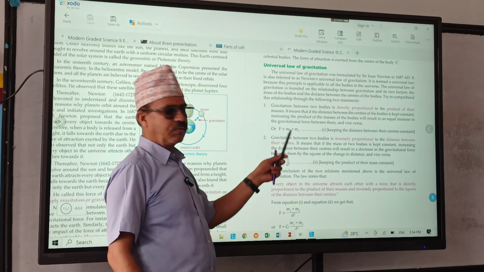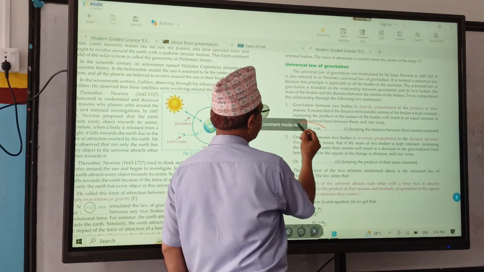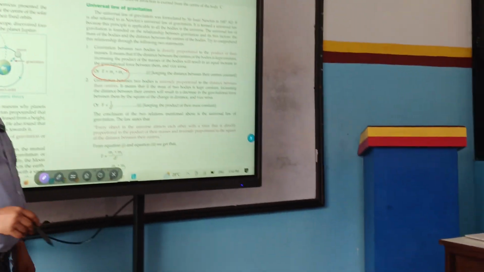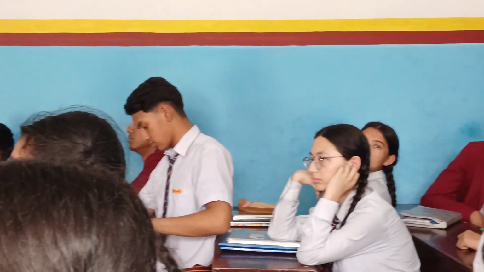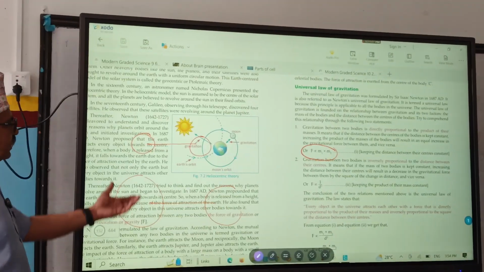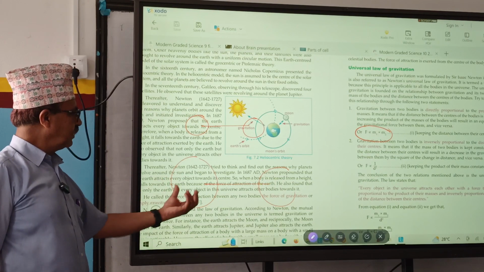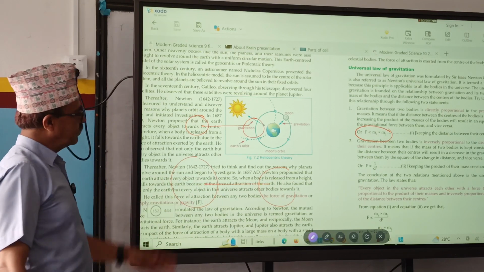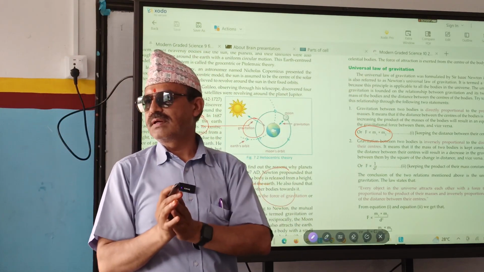Two conditions are here. What are the two conditions? You just check it. What is one? F proportional to M1 times M2. When the mass increases, gravitational force also increases. Suppose here are two bodies, here are two bodies, so their distance is same, yes or no? So where is more force of gravitation between them? First one or second one? Second one. Why? More masses, yes. More force of gravitation we can compare. But if there is only one body, one condition, we cannot compare.